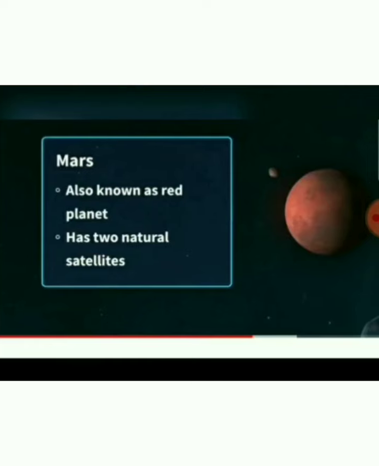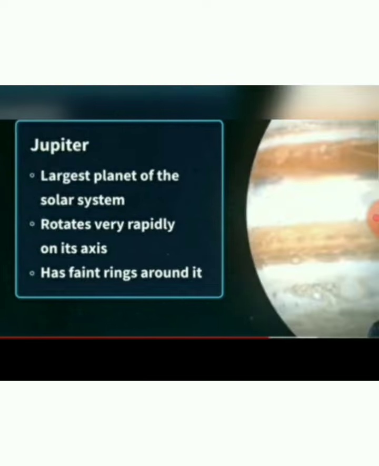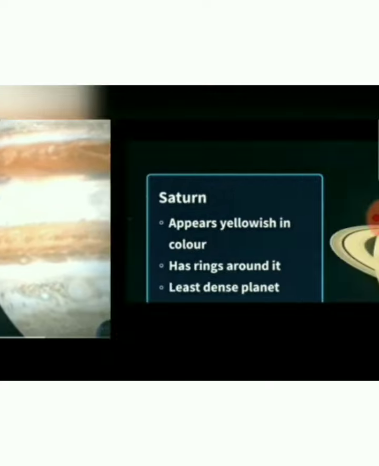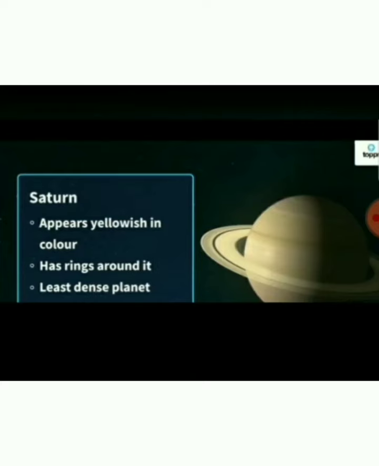Then Mars, also known as the red planet, has 2 natural satellites. It is red in color. Then Jupiter, the largest planet of the solar system. It rotates very rapidly on its axis and has faint rings around it. Next is Saturn, which appears yellowish in color and has rings around it. It is the least dense planet.